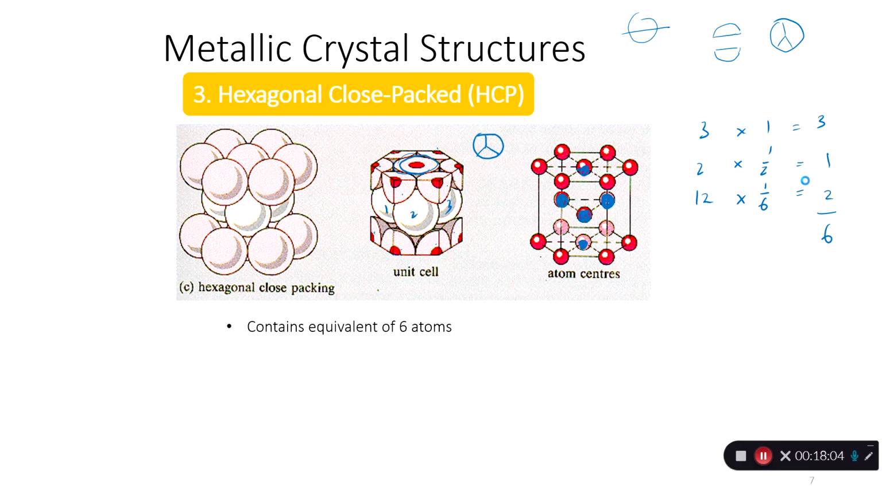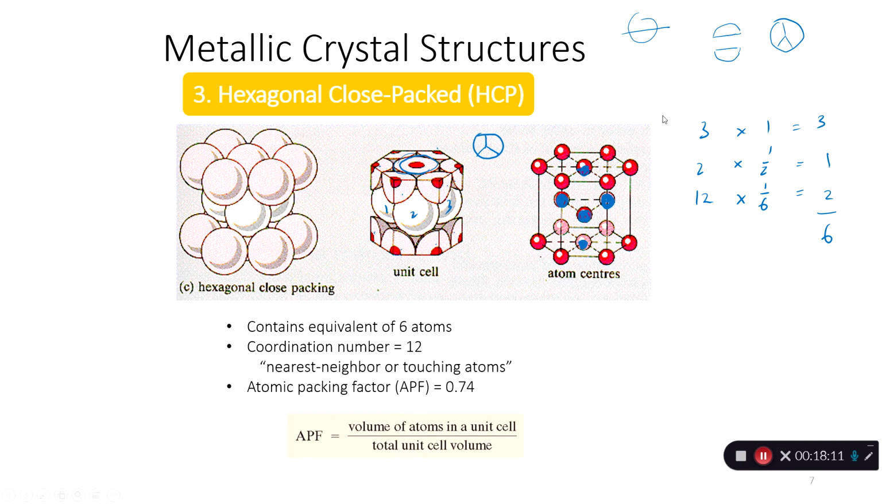Okay, so equivalent 6 atoms, and again, coordination number, watch the video after this, and the APF is the same as the APF for FCC that you saw first.